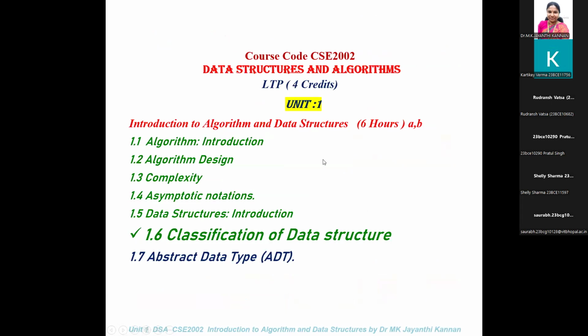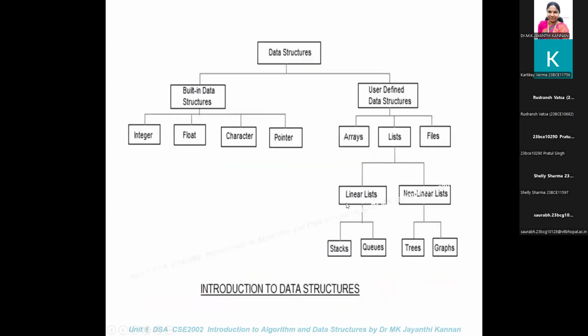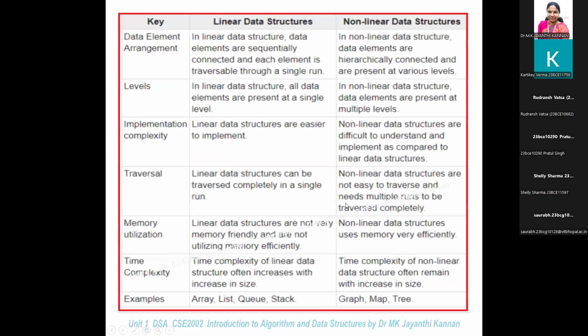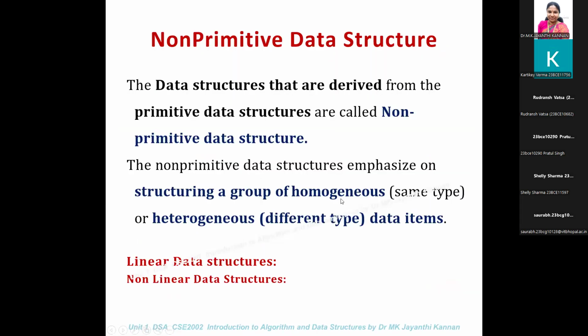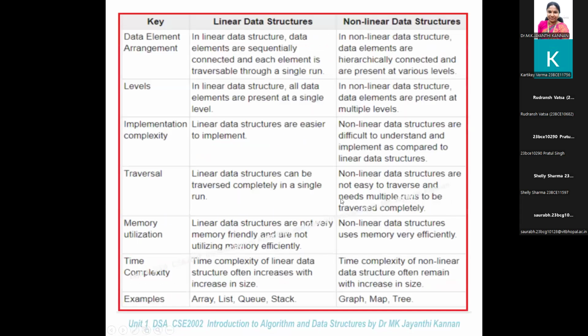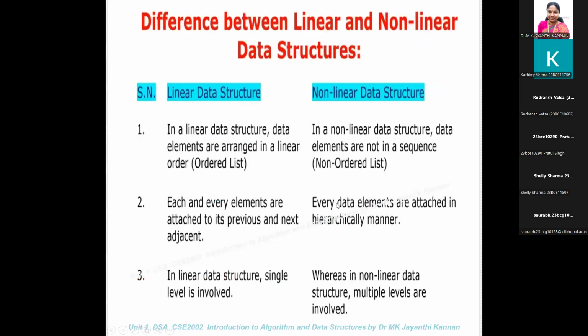The introduction and classification of data types and data structures we discussed in yesterday's class. We discussed primitive and non-primitive, linear and non-linear, and the difference between linear and non-linear. In a linear data structure, data elements are arranged in a linear order, and in a non-linear data structure, data elements are not in sequence. Each and every element is attached to its previous and next adjacent element. Each one has its own index value, so we can easily identify the predecessor and successor.